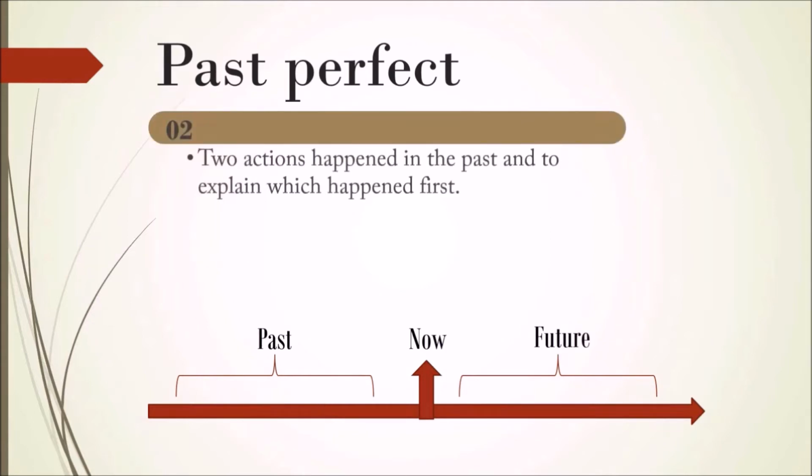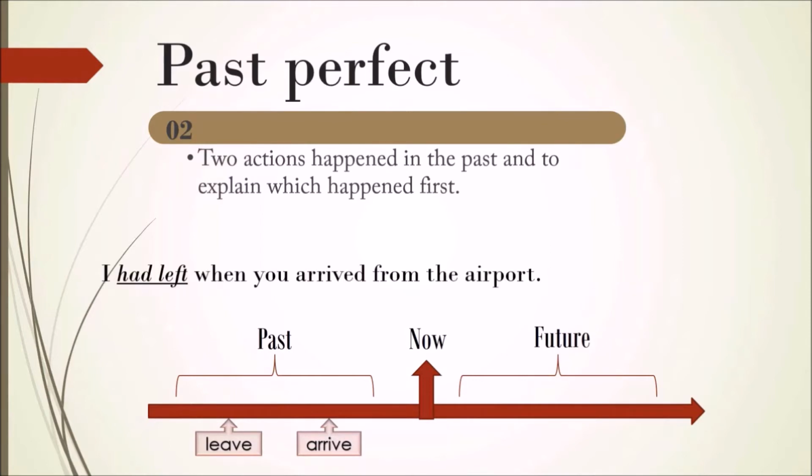Second, we use it for two actions that happened in the past, to explain which one of these actions happened first. So let's see here, we have leave and arrive. Leave is the first action and arrive is the second action. So leave, we put it in past perfect because past perfect tells you the action which happened first. So I had left when you arrived from the airport. So I will say here had left, as leave is the first action, and arrive, which is the second action, I will put it in simple past.